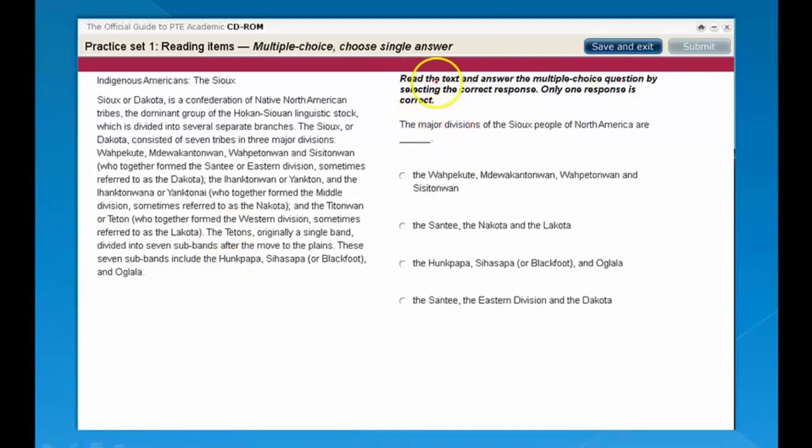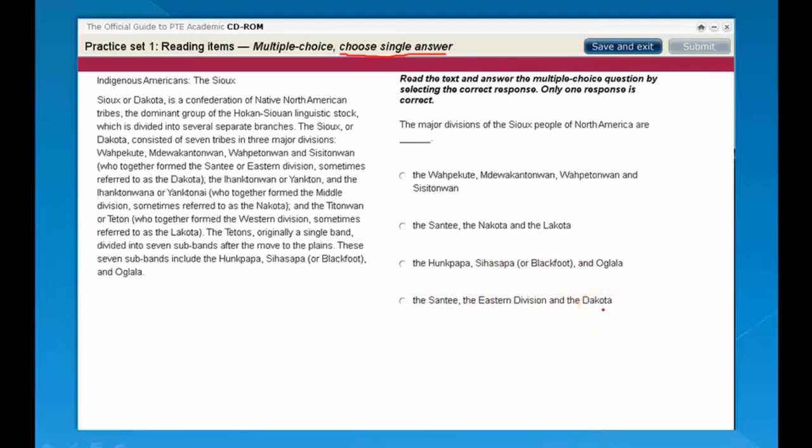So read the text and answer the multiple choice question by selecting the correct response. There is only one response that is correct. That's consistent with choosing a single answer. The major divisions of the Sioux people of North America are the Wahpekute, the Mdewakanton, the Wahpeton, and the Sisseton; the Santee, the Nakota, and the Lakota; the Hunkpapa, the Sihasapa, or Blackfoot, and the Oglala; the Santee, the Eastern Division, and the Dakota.